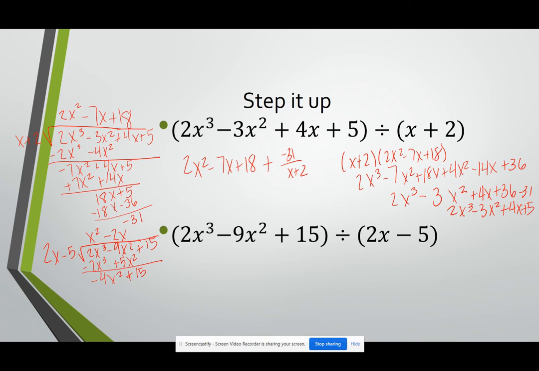So minus 2x plus 10x. Oh, this would be plus 10x, so this is minus 10x. So negative 10x plus 15. So we multiply this by negative 5, so plus 10x minus 25 gives me negative 10. So my final answer will be x squared minus 2x minus 5 plus negative 10 over 2x minus 5.